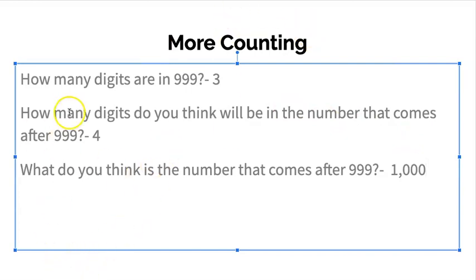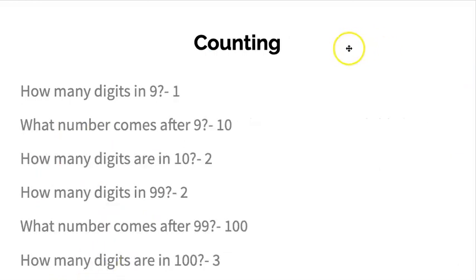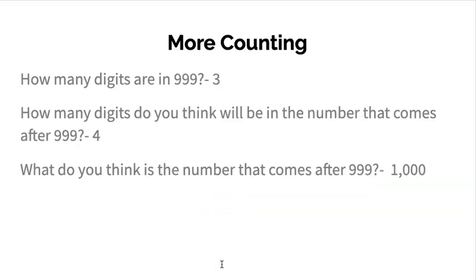So if we go back, it kind of goes in a pattern. See, there's 2 digits in 99, 3 digits in 100, and you keep going, and then there's 4 digits in 1,000. So it kind of goes in order.